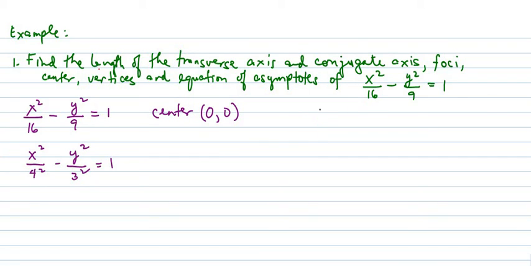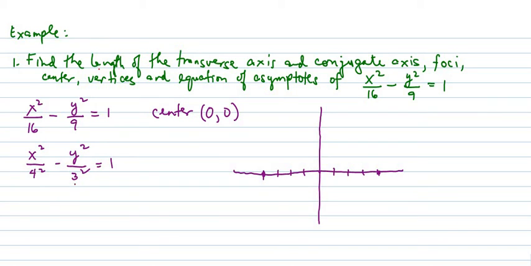So we will draw our hyperbola. We have here our hyperbola, the x and y coordinates, and then a is 4. We will count from the center, from the origin: 1, 2, 3, and then 4. On the other side, we have 1, 2, 3, 4. So this is the location of our vertex.